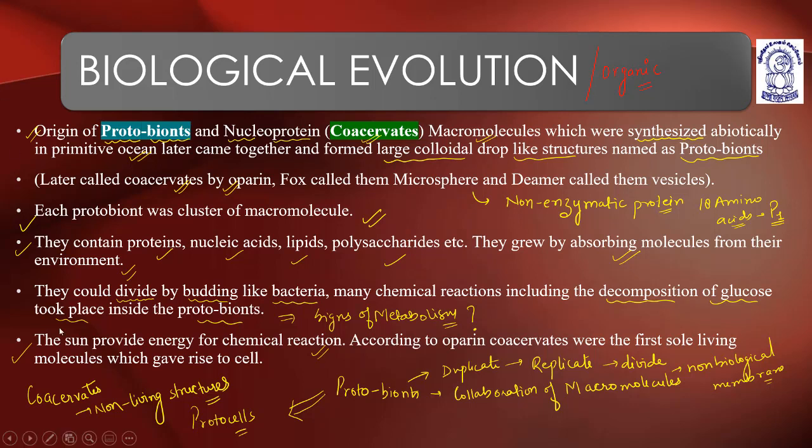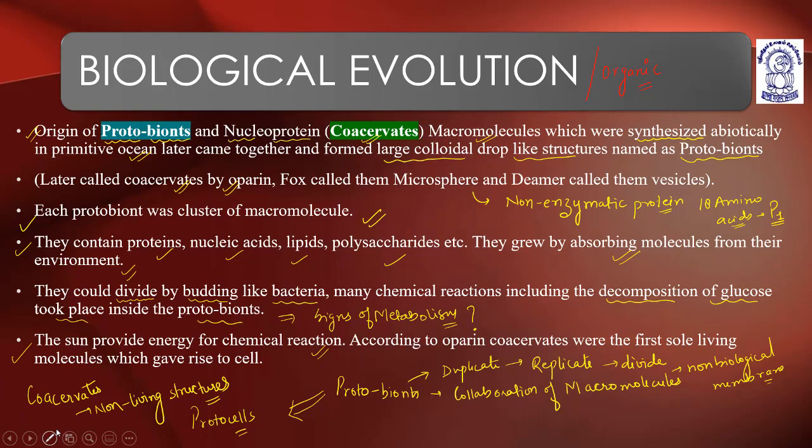So these were the protobionts or the coacervates. You have to remember, coacervates were non-living structures, basically having macromolecules surrounded by a film of water, in a non-biological film. Understood?